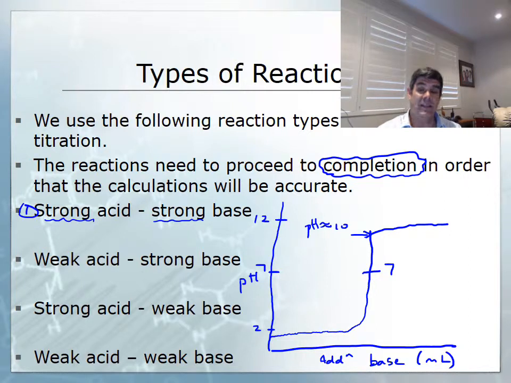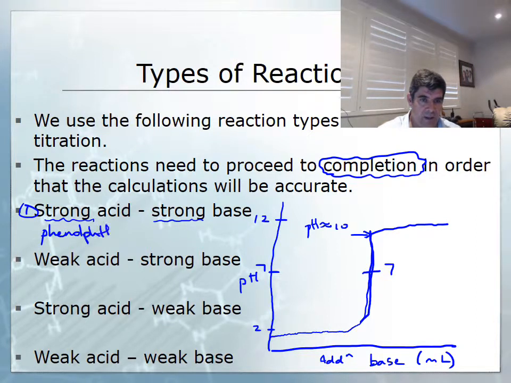And so we're going to need to make sure that we select an indicator that's going to show us this particular point, because it's not going to stop once it reaches perfect equivalence. It's going to sort of shoot past that a little bit. I've drawn this kind of squiggly, but it's really very much straighter than that. It's vertical, so it just goes straight up. So the problem that we have is that it's easy to overshoot this reaction a little bit, and that's why we use phenolphthalein for this one.